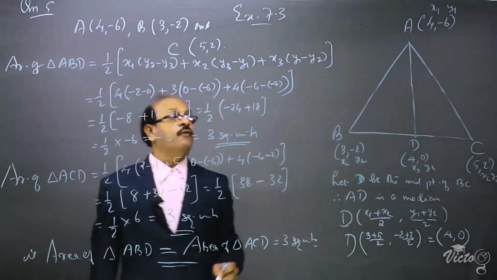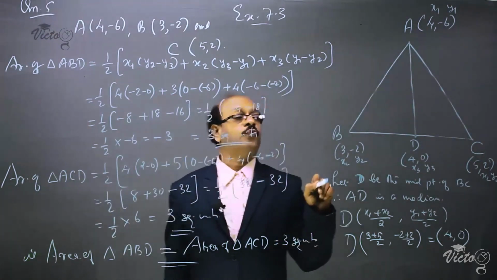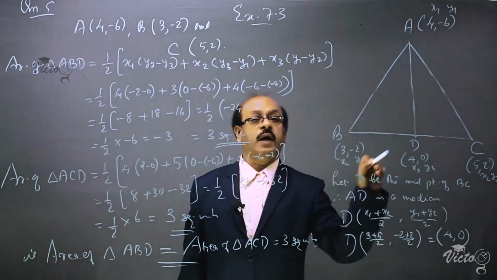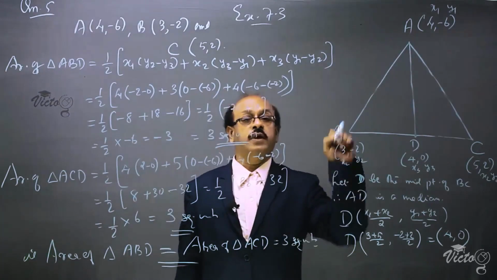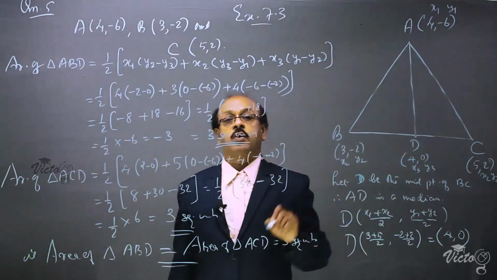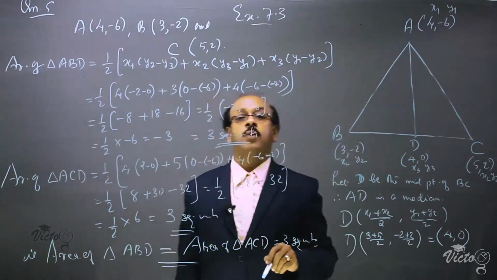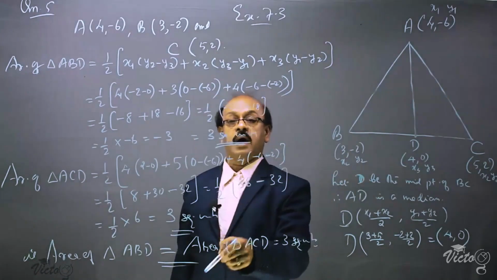So remember, when you are given the three vertices of a triangle, we have to find the midpoint of any one of the three sides and join it to the opposite vertex. That will be one median. The median of a triangle will divide it into two triangles of equal areas, that we have proved here.